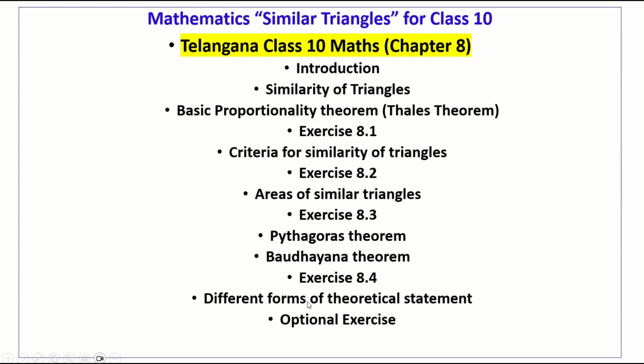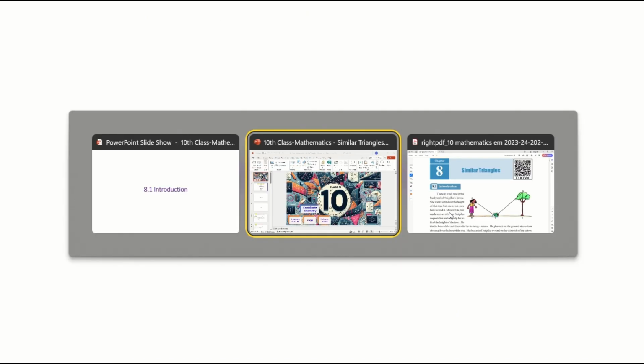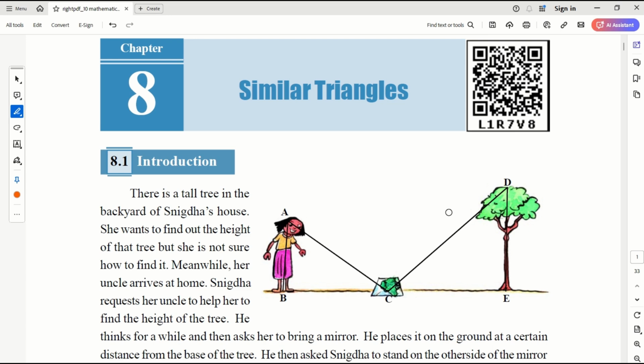Okay, these are the topics we are going to learn: introduction, similarity of triangles, basic proportionality theorem, then criteria for similarity of triangles, areas of similar triangles, Pythagoras theorem, Baudhayana theorem, and then different forms of theoretical statement. And all the exercises we'll cover in this. So let's see the introduction now first. This is chapter 8 of Telangana syllabus.